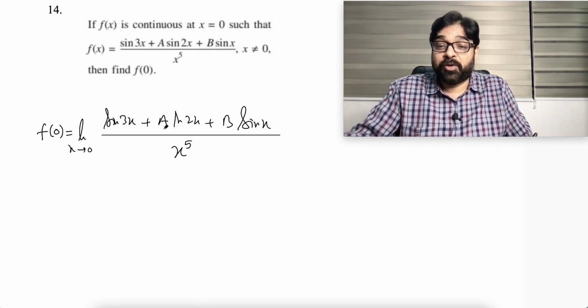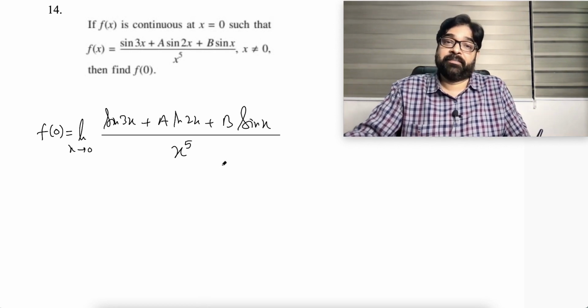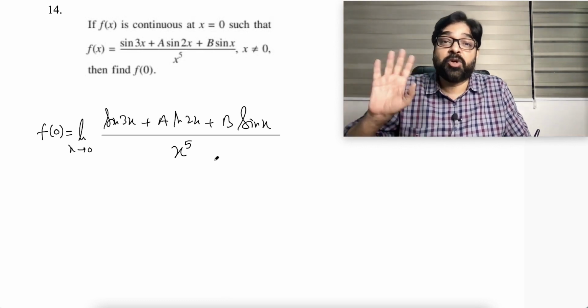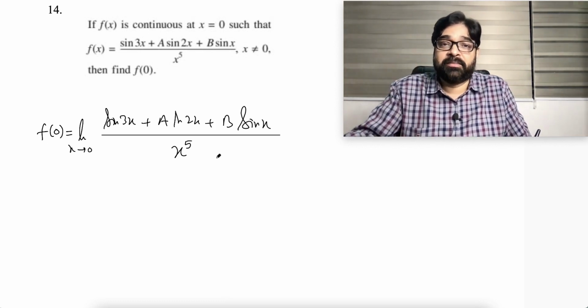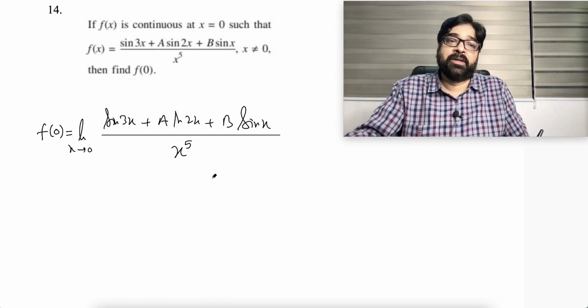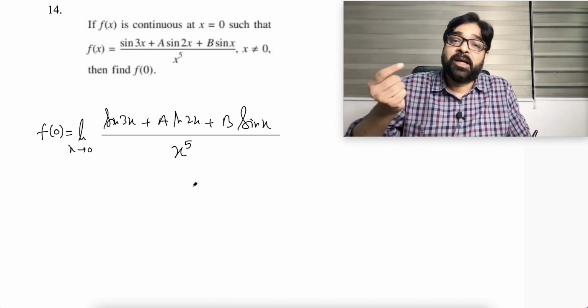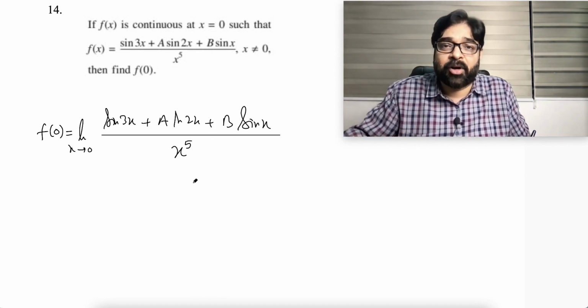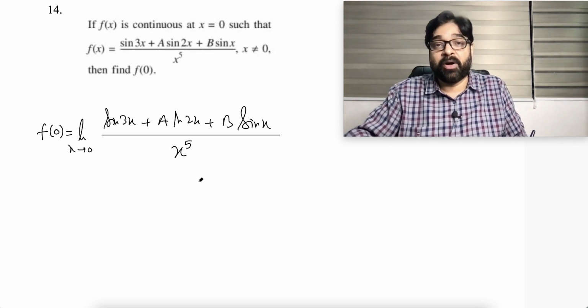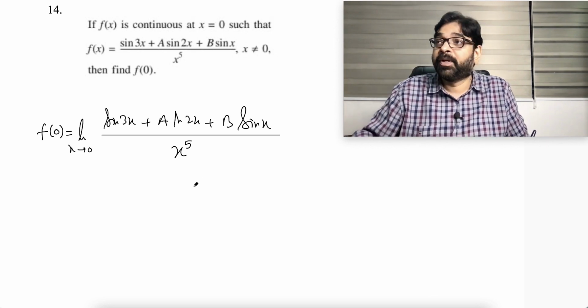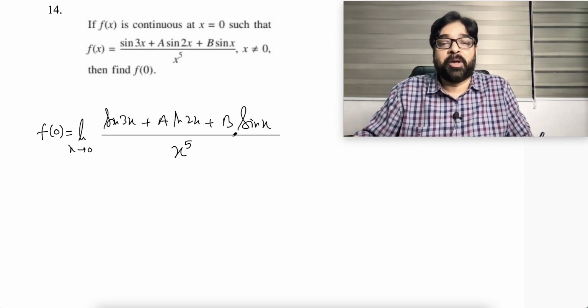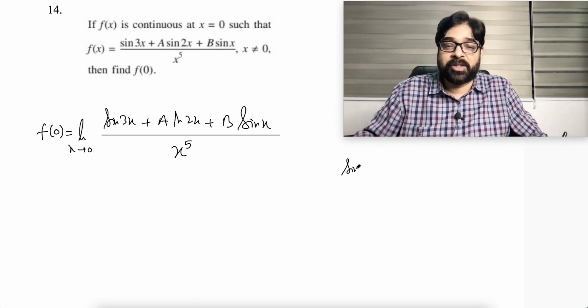To get f0, first we have to get a and b. Remember, if it's continuous, f0 must be finite. So this limit should be finite. I already taught you this for the limit to be finite. Try to recall, I am not going to teach it again. We will convert into polynomial and use the logic of the sin theta series. What is the sin theta series?